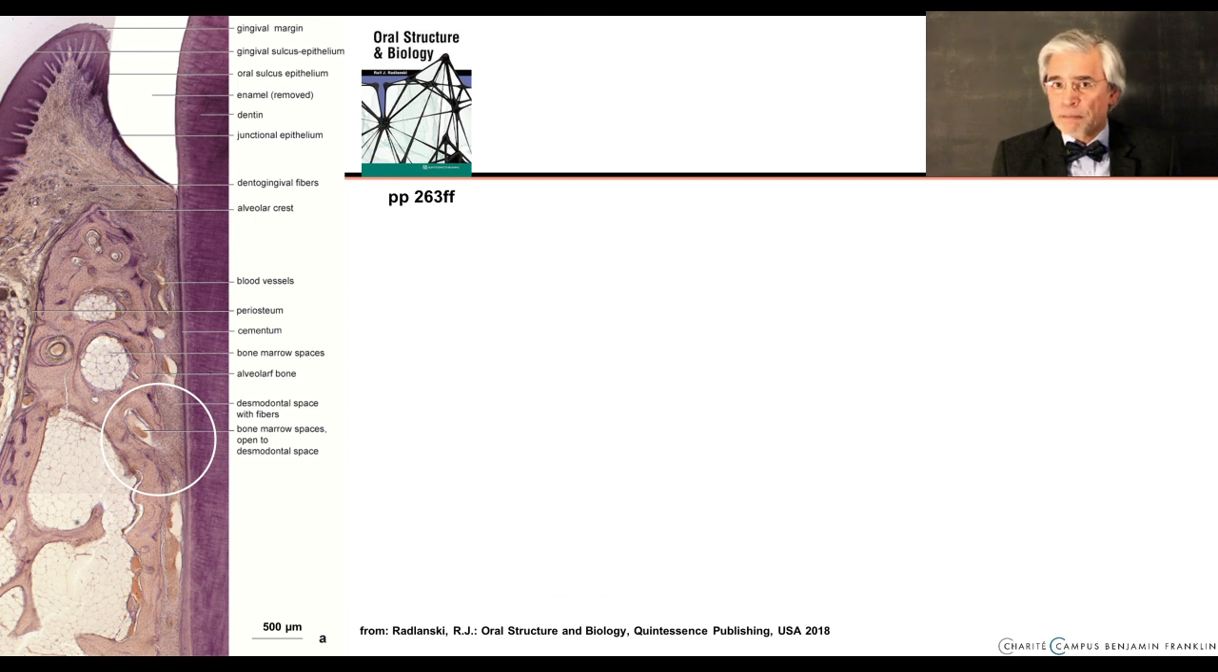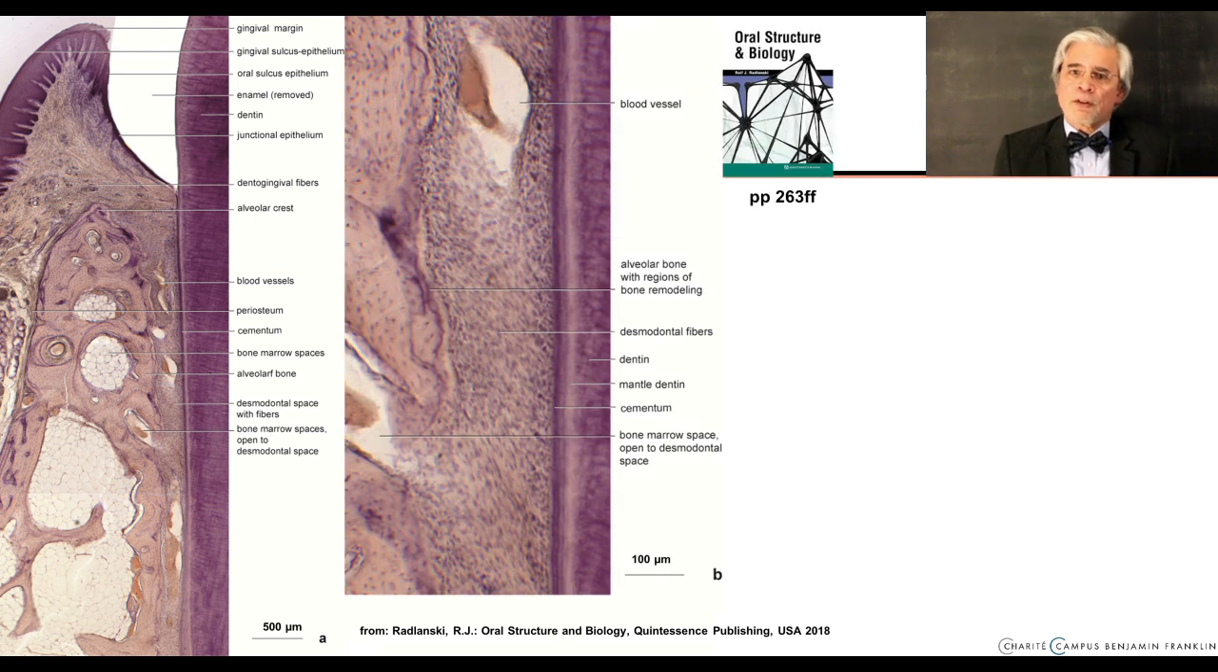And here is another higher magnification from the same section. You can see how the periodontal fibers run obliquely from top to bottom, with a thick blood vessel at the top, and this connection to the bone marrow spaces and connection with the alveolar bone at the bottom.